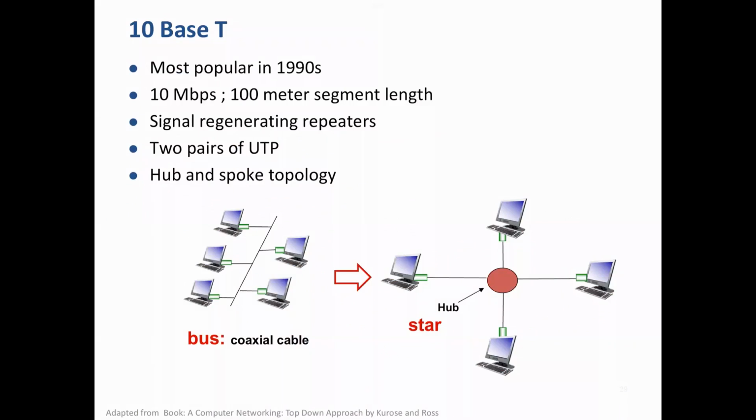So now we have moved from this method to the method here, where you have a hub, which is nothing but a simple signal amplifier. Now if you collapse this, it becomes something here, and from there you run UTP cable.